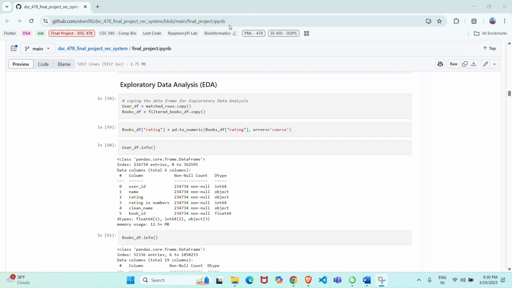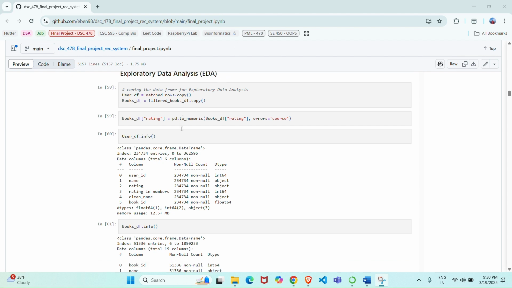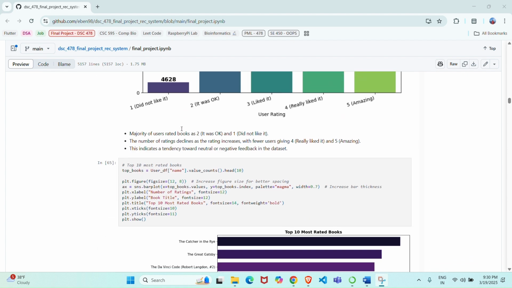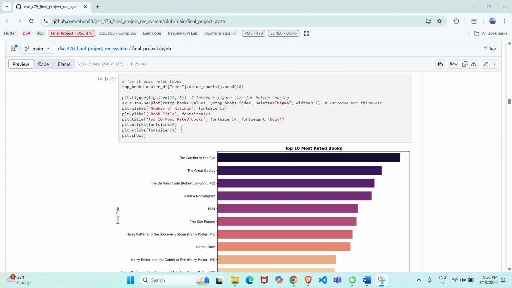We are also doing exploratory data analysis on both the users data frame and the books data frame. The graphs for the user ratings are seen below, and we also see the top 10 most rated books.